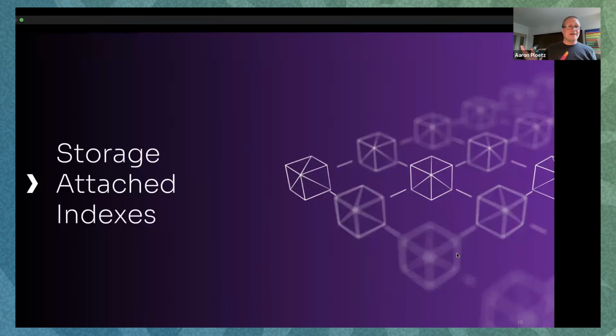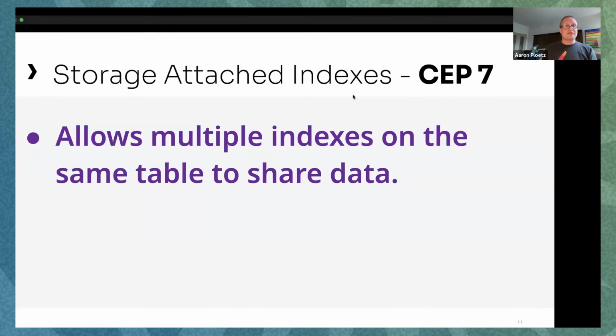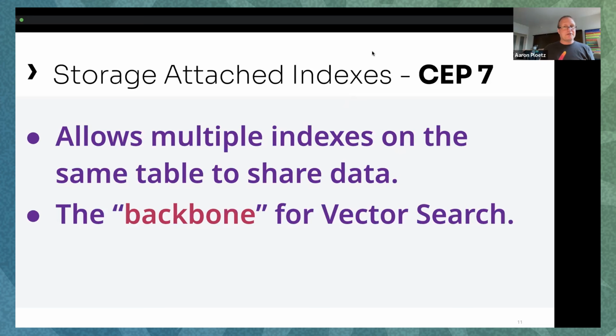All right, moving on. Storage attached indexes. Not a lot of folks talking about this one, but this is a change that's central for a lot of other changes that we're going to see in Cassandra 5, specifically vector search. But essentially what storage attached indexes does, this is like the next iteration of making secondary indexing in Cassandra better. So it essentially allows, if you have multiple indexes on the same table, for them to share data, which is pretty cool, and it actually keeps that index data footprint a lot lower.